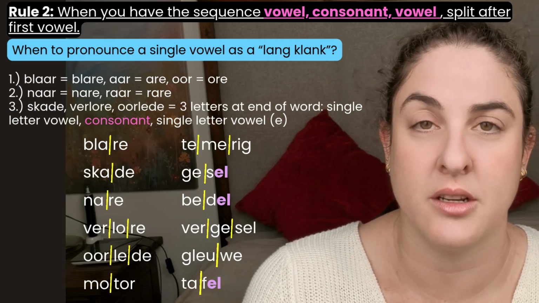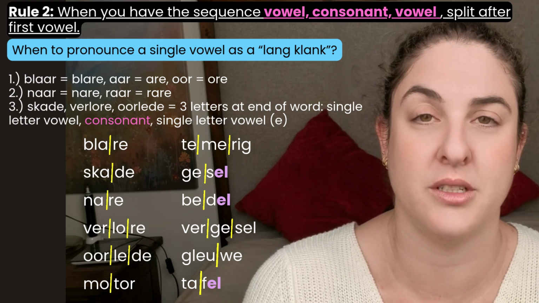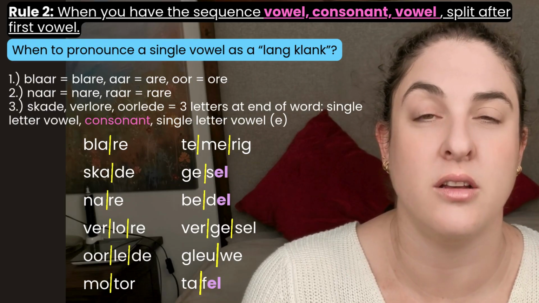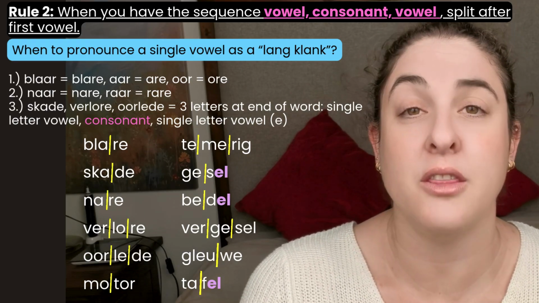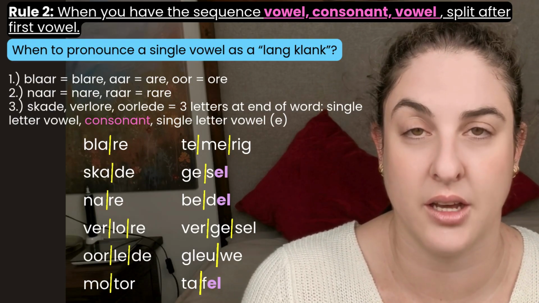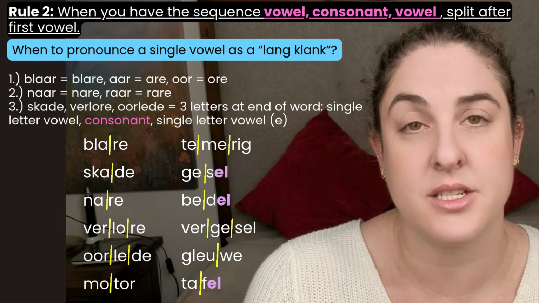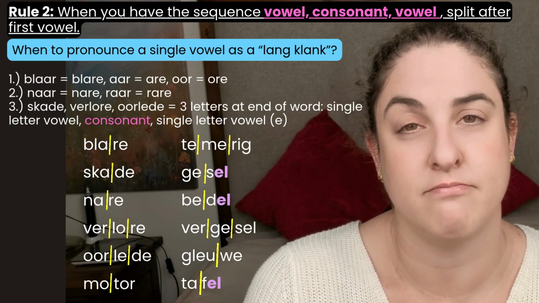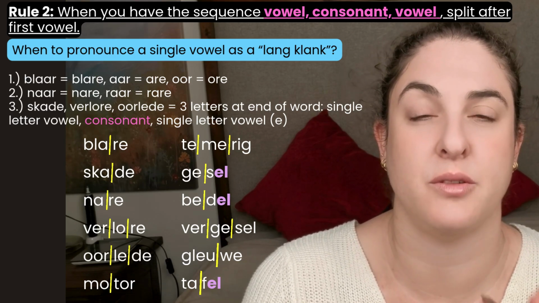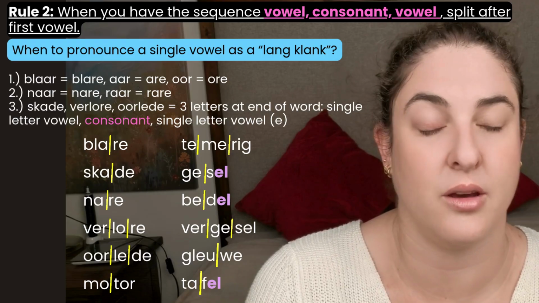So, case number 1, in the case of nouns, if the singular form of the word has a lang klank, for instance 2 A's, and you pronounce it aa, like blaar, then the plural will also be pronounced the same way, even though it only contains a single A. So blaar, blare. The second case is adjectives. You have the word naar, which is nare. You have the attributive and predicative forms, and then you have raar and rare, and there are many others.